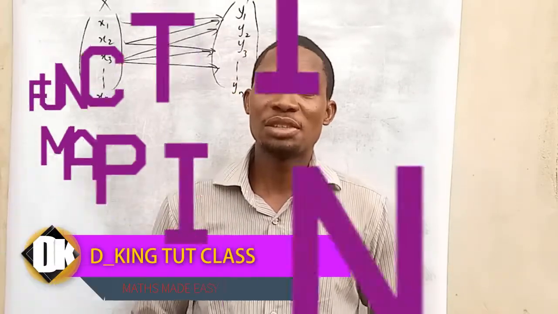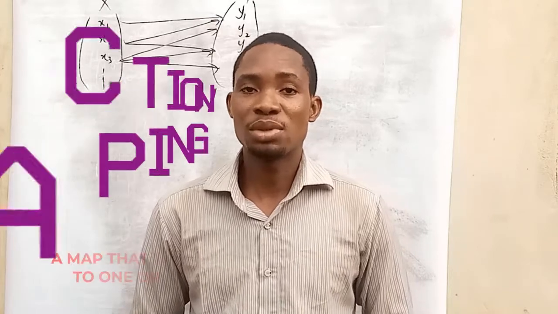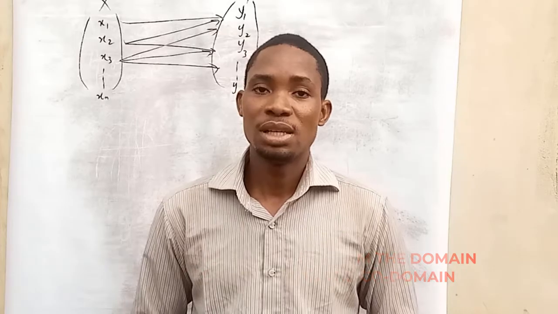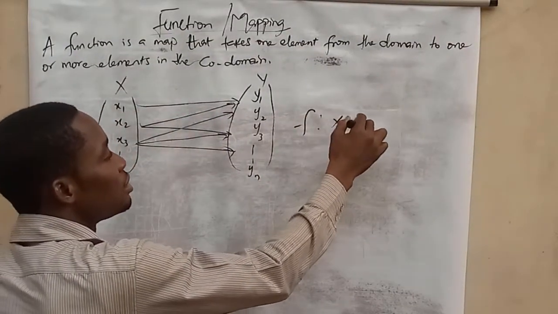In today's class, we're looking at function or mapping. And what's a function? A function is a map that takes one element from your domain to one or more elements in your codomain. In which case, what do we mean? We mean this.